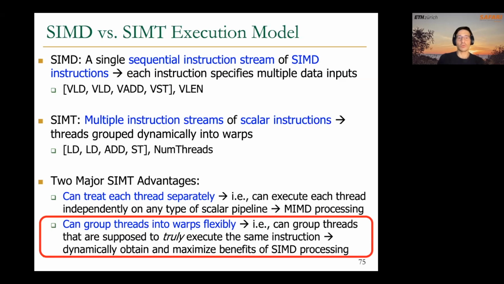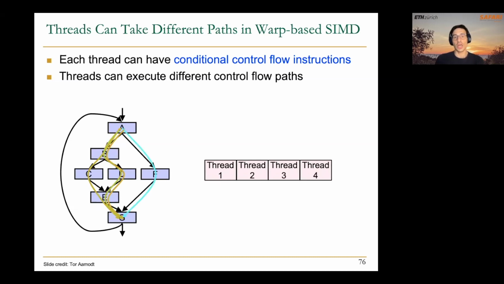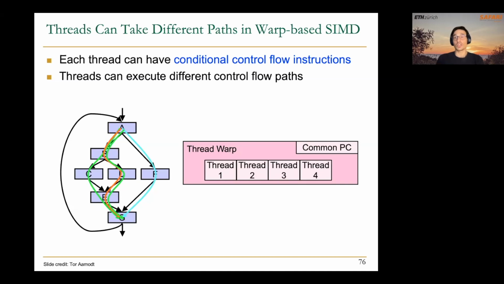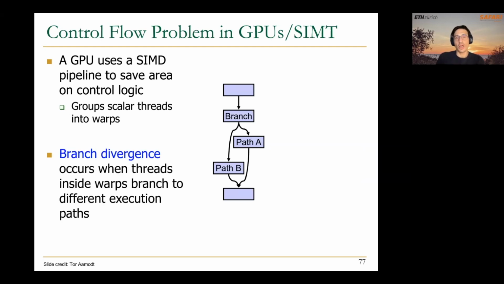Remember as well that we talked about the possibility of grouping warps flexibly, and this relates to the way that conditional control flow instructions are executed. For example, we can have different paths for different threads, like thread 1, 2, 3, and 4. So they can diverge, even though they may belong to the same warp and have a common PC. How are we going to execute this? How are we going to solve the control flow problem on a GPU?